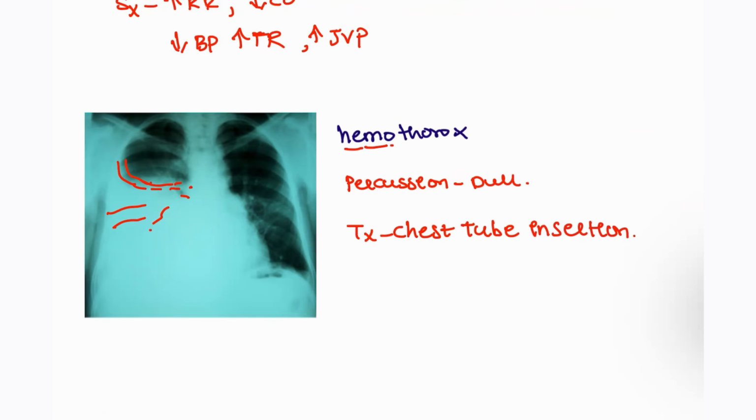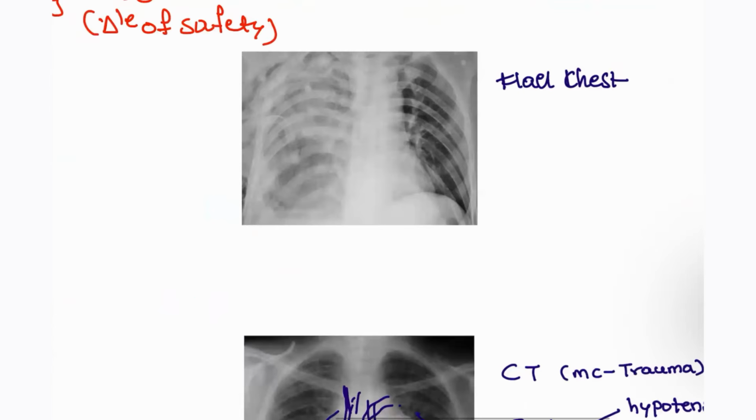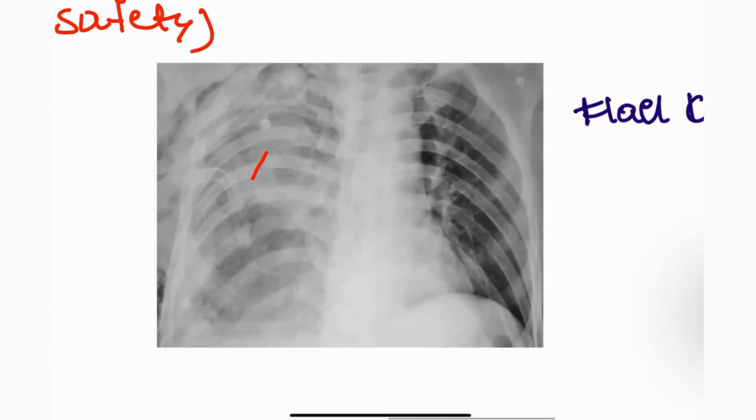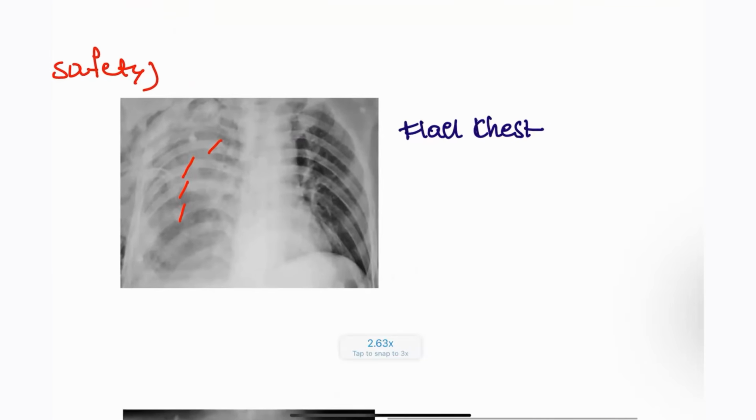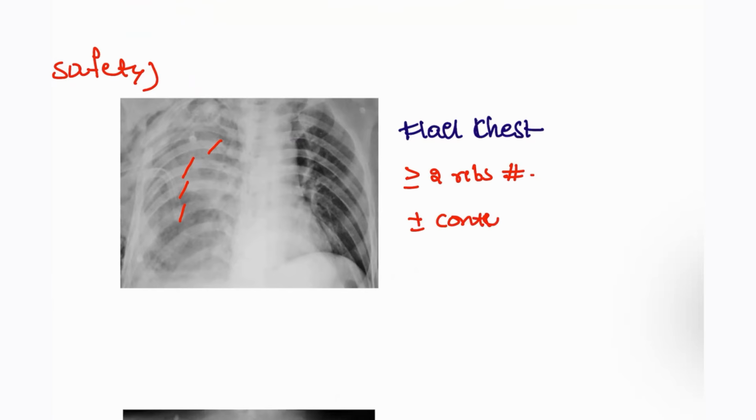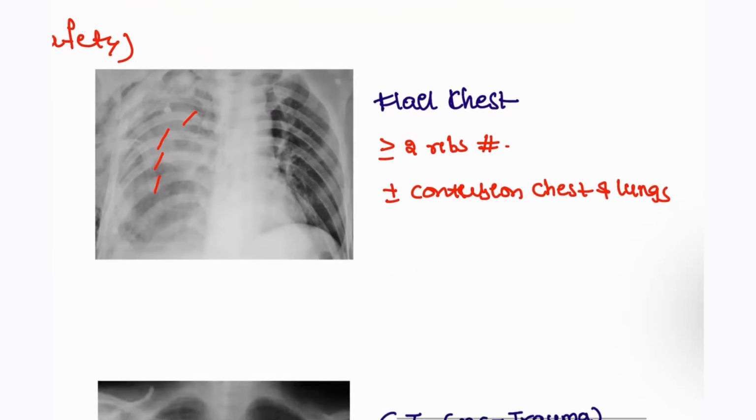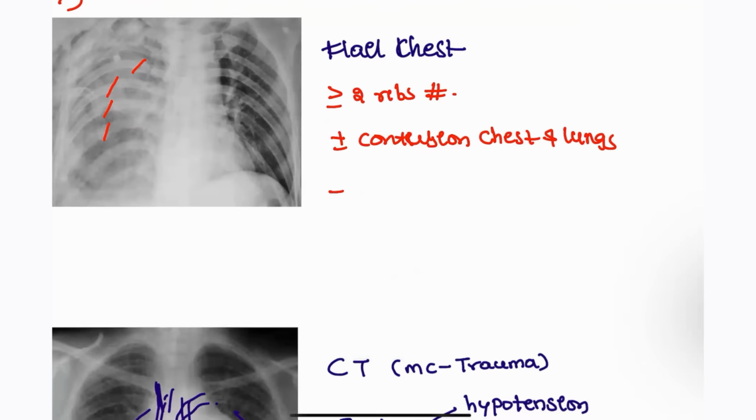Next, coming to the flail chest, here you can see this is the flail chest. Here you can see the rib fractures. So the flail chest means, what is important here? If more than two ribs are fractured, then we are going to consider this as a flail chest. Along with that, the patient will be having contusion. Okay, contusion to the chest region, and also contusion to the lungs, which will be the most common cause of death for this patient.